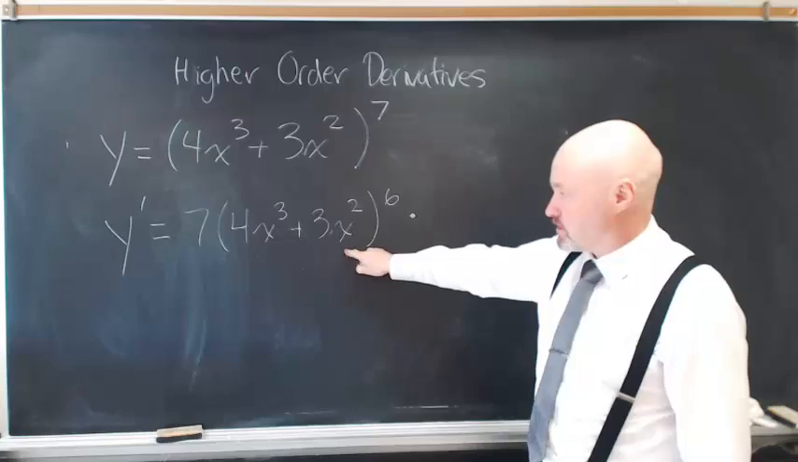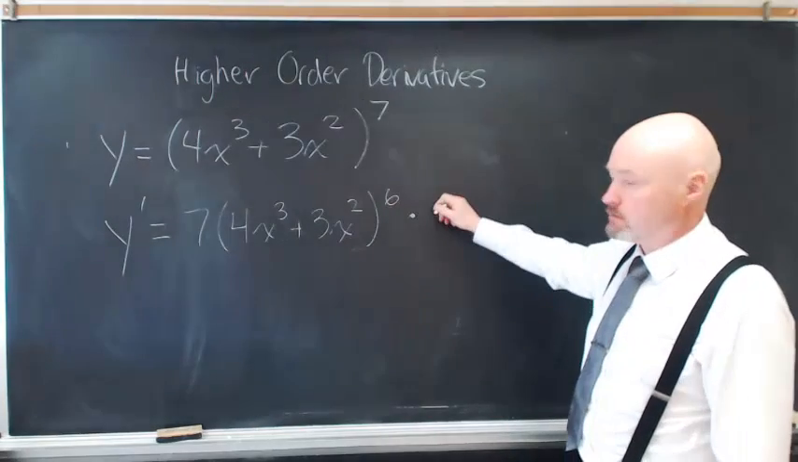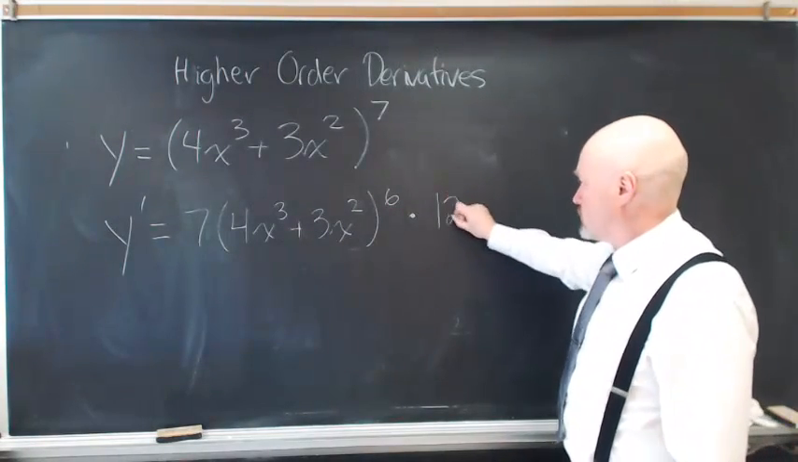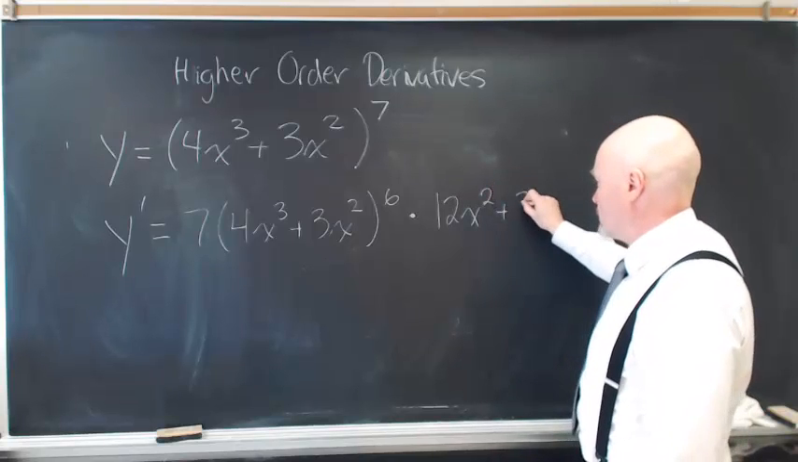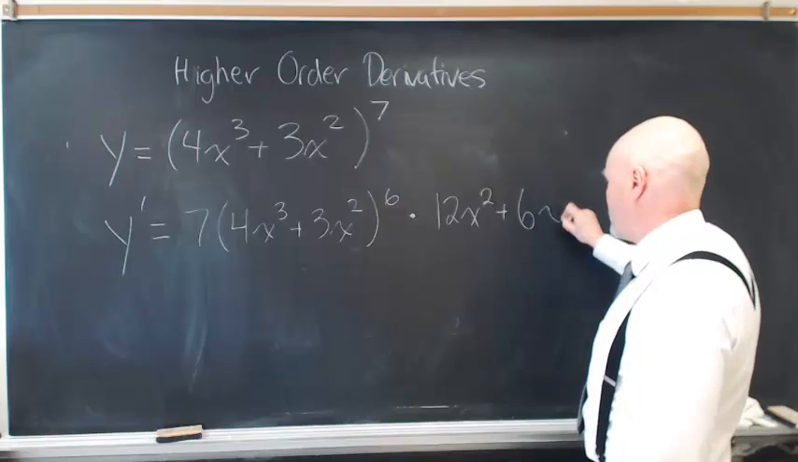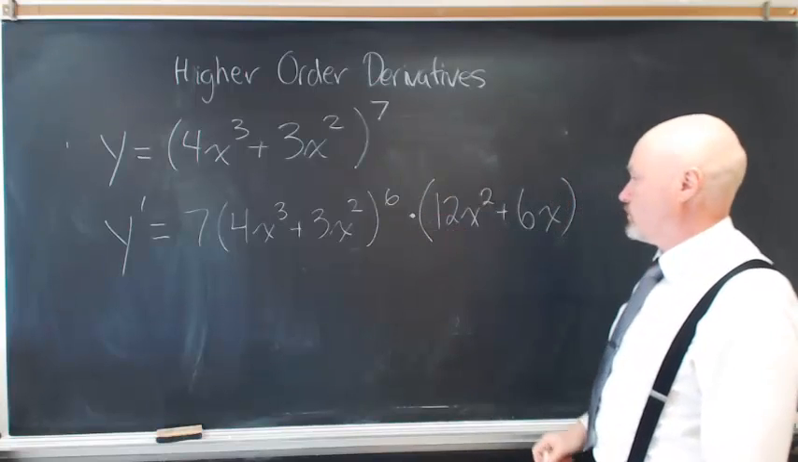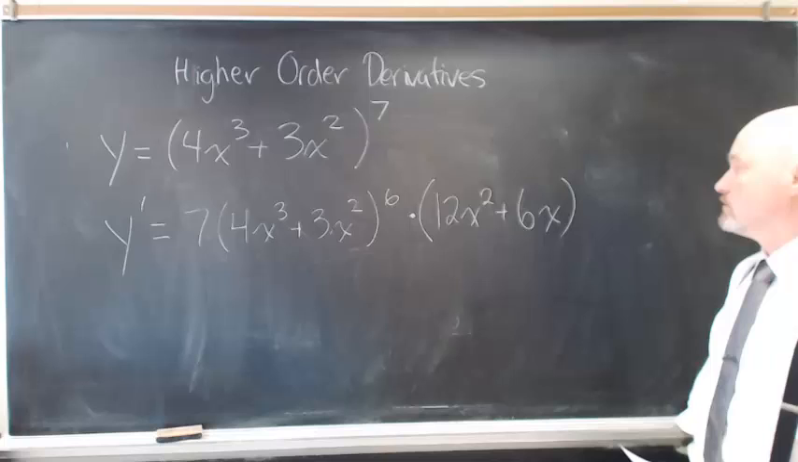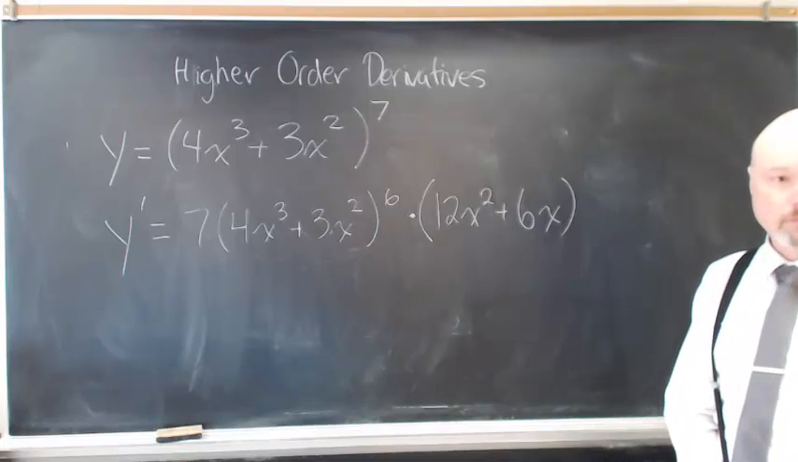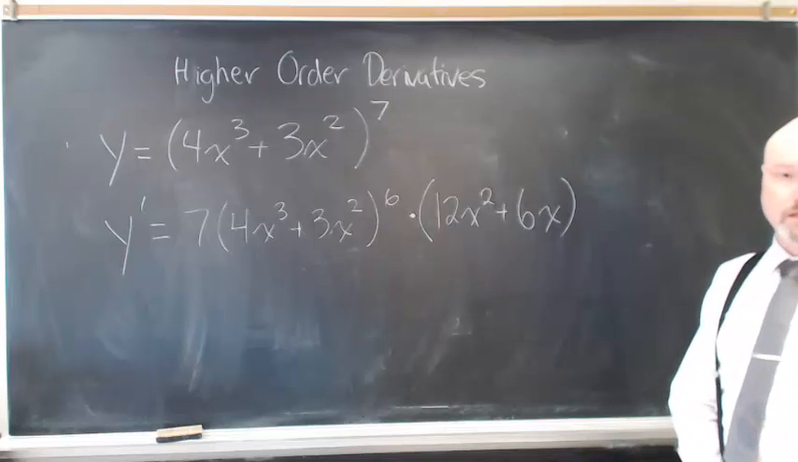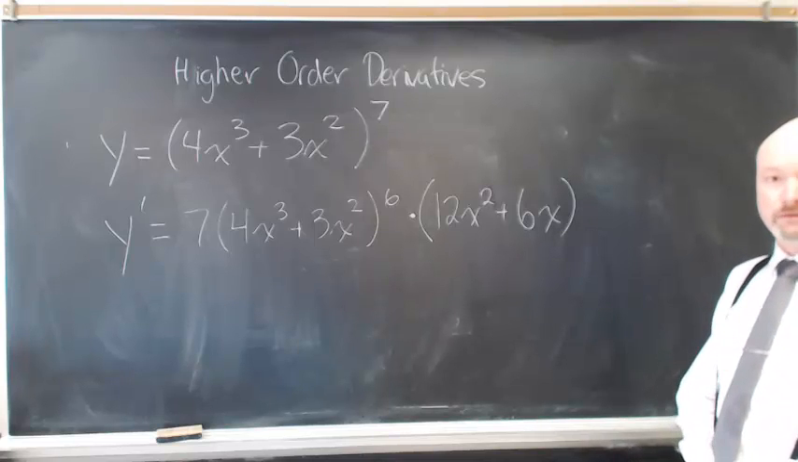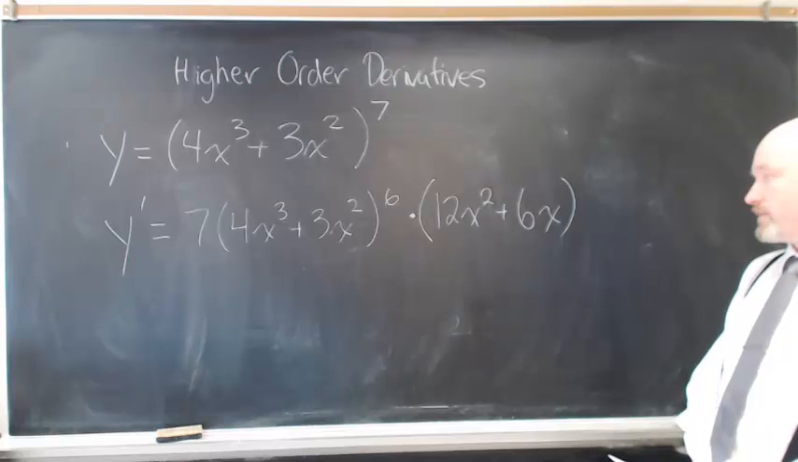Now we have to take the derivative of the inside function. So 12x squared, oops, plus 6x. If I could spell it right, I'd be away to the races. Okay, so there's our first derivative. We are going to look around for things we could factor out and simplify a little bit before we go ahead. See anything we can factor?